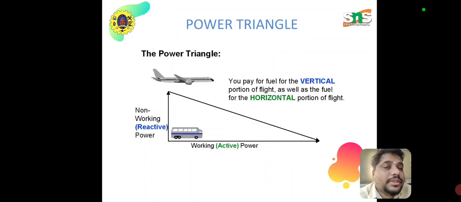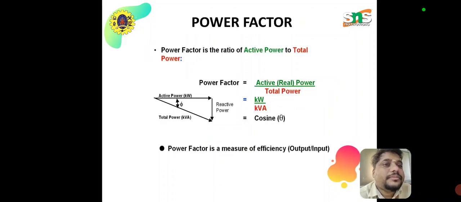So this is a best example for the power triangle. You pay for the fuel for the vertical portion of the flight as well as the fuel for the horizontal portion of the flight. But the non-working reactive power is the vertical part, and the working part is the active power. The power factor is the ratio of active power to total power. So power factor equals active power divided by total power, that is kW divided by kVA. So finally we have cosine theta. The power factor is a measure of efficiency, likewise output divided by input times 100%.